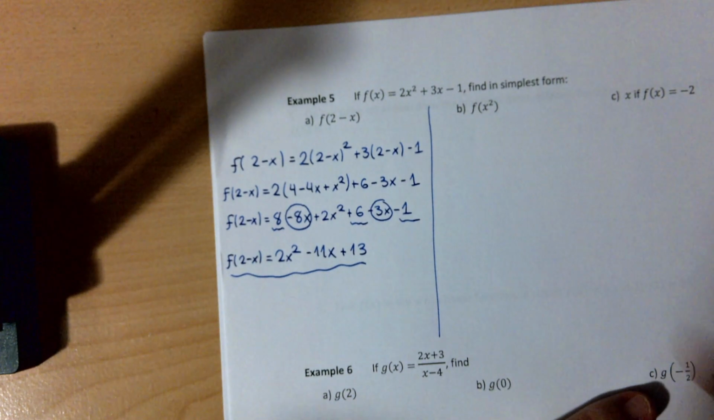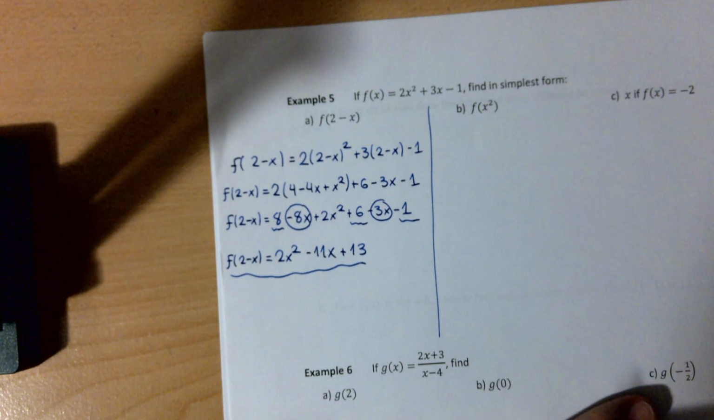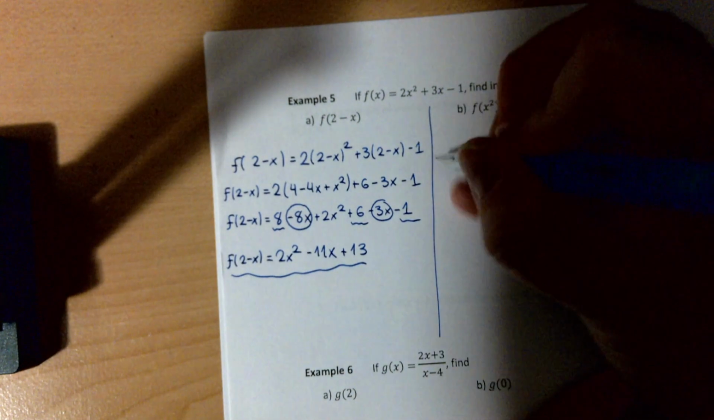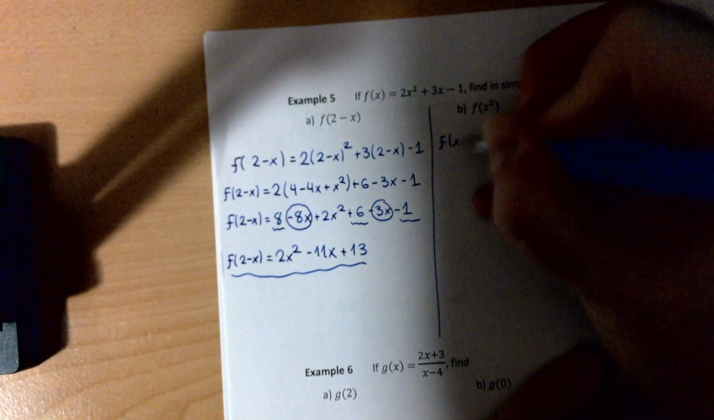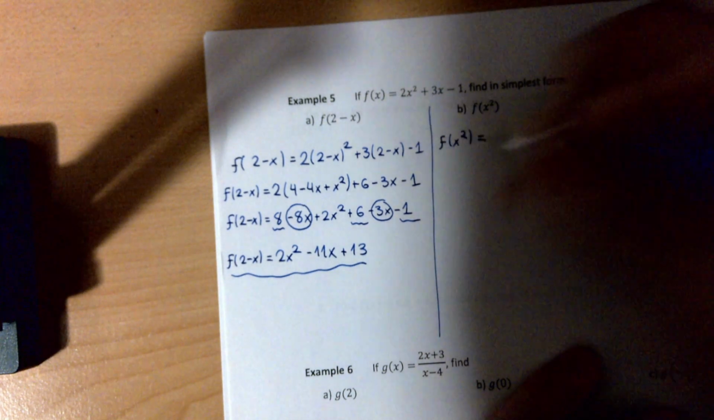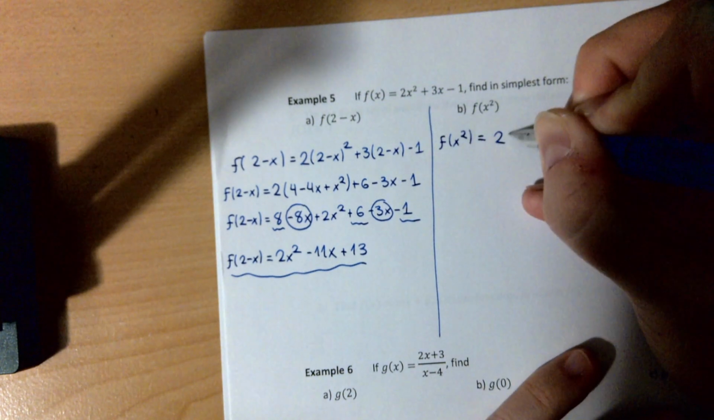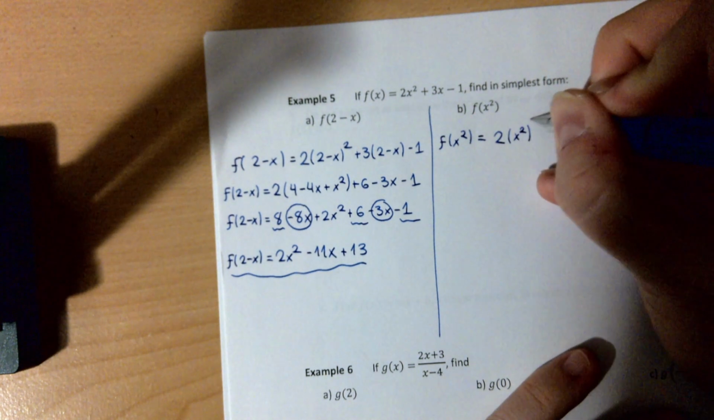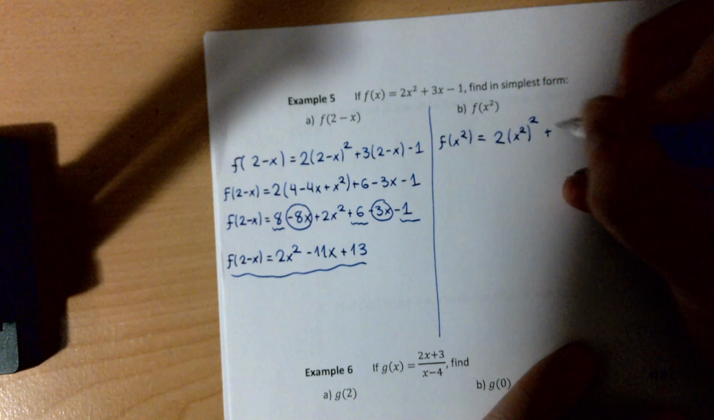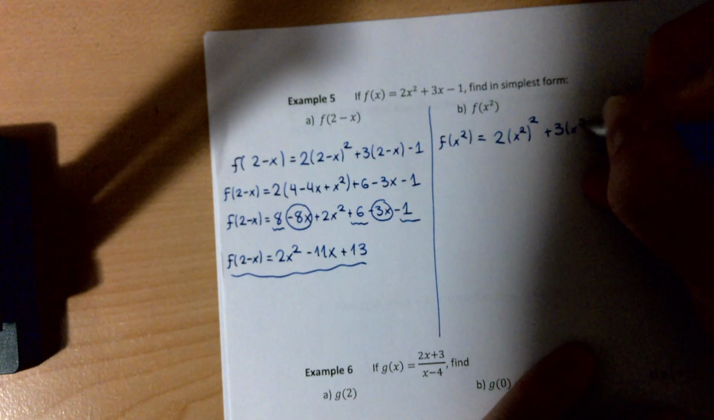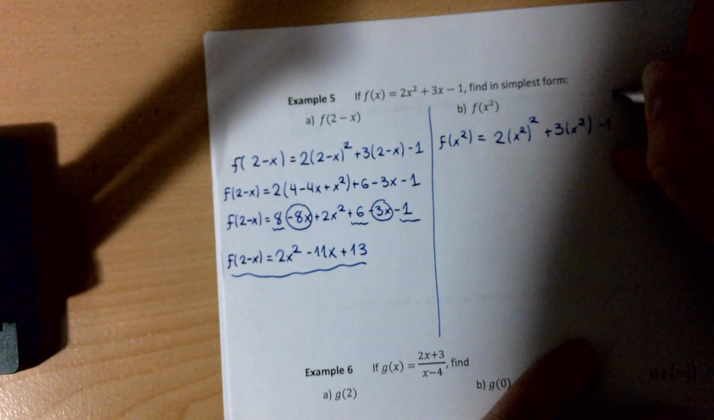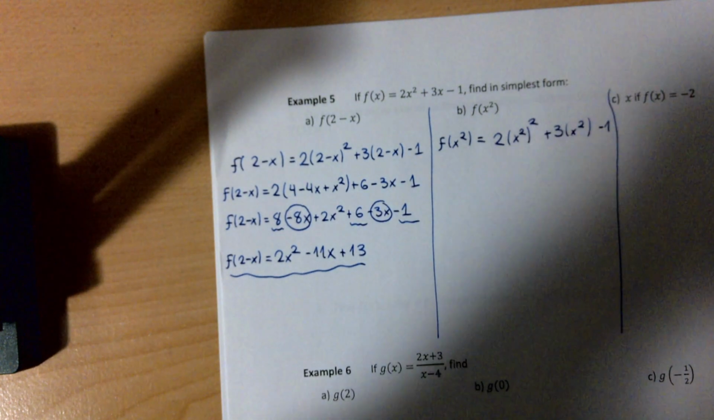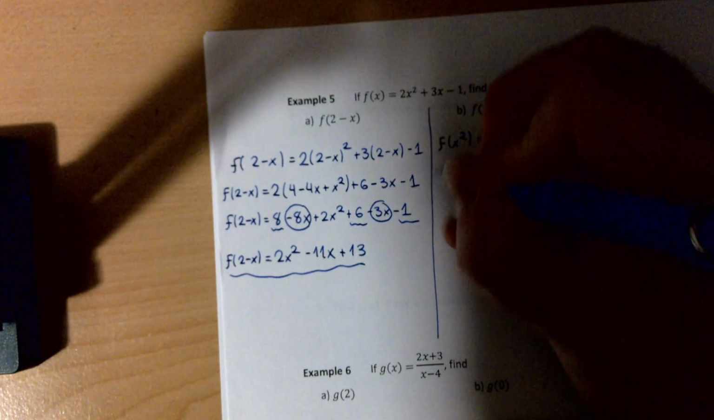Now, rinse and repeat with this, but this is actually a little bit easier because I don't actually have two terms inside. So f of x squared is just going to be 2, and now instead of x, I've got x squared, and then that whole bracket's going to get squared again, plus 3x squared minus 1. The 1 isn't affected by the x, right, because it doesn't have a variable in the first place. And now I just need to expand a little bit.